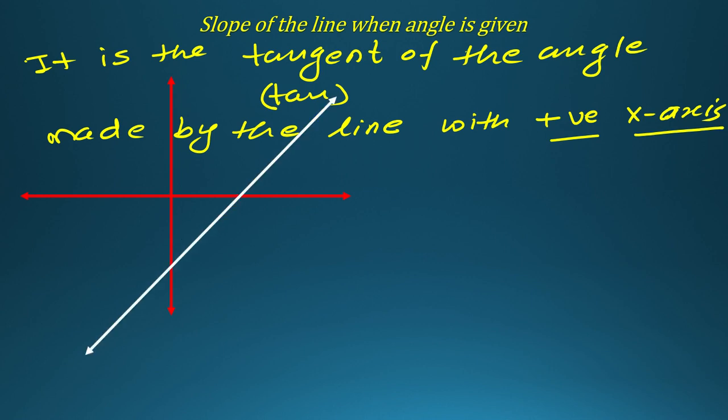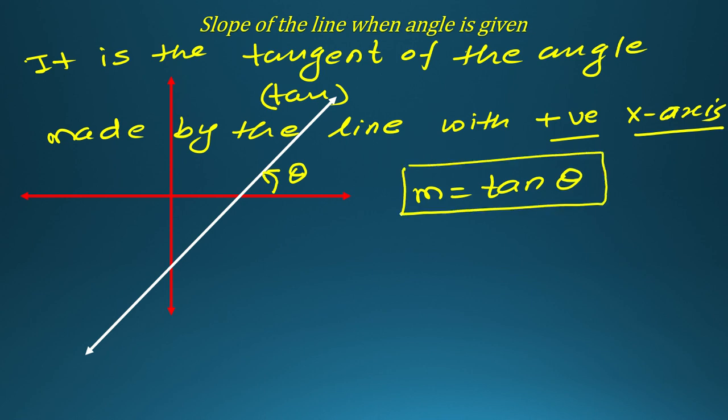For example, if you see, this is the line and it is making an angle. Suppose this is theta. The angle is theta with respect to positive x-axis, which means this is the angle taken in anti-clockwise direction. So its slope will be m is equal to tan theta. This is the first formula for the slope. There are two ways to find the slope.